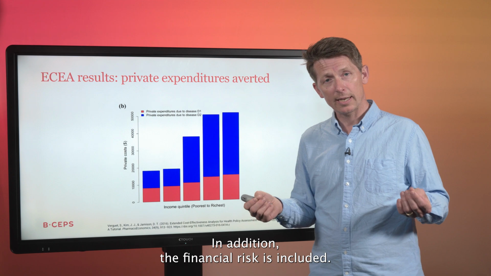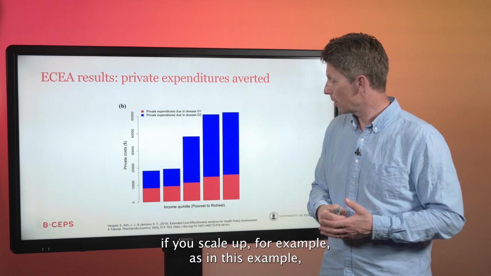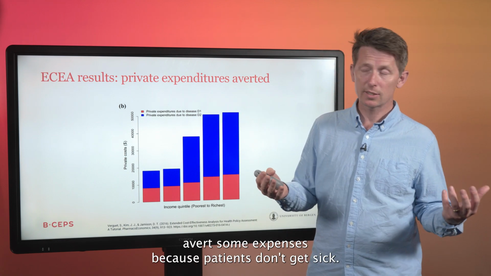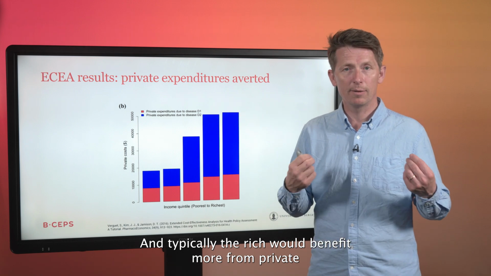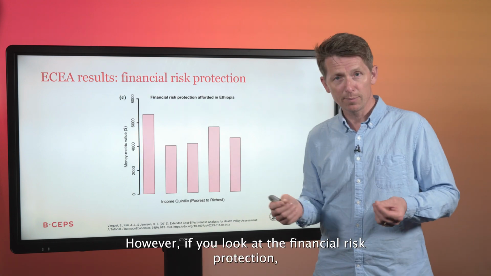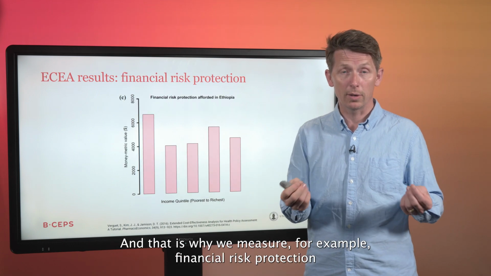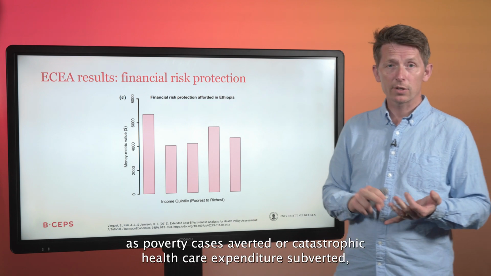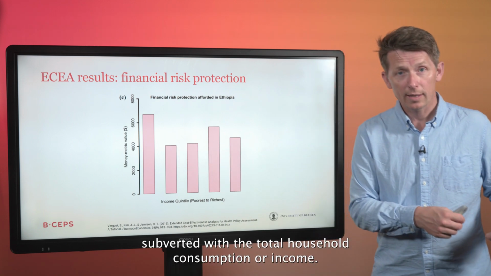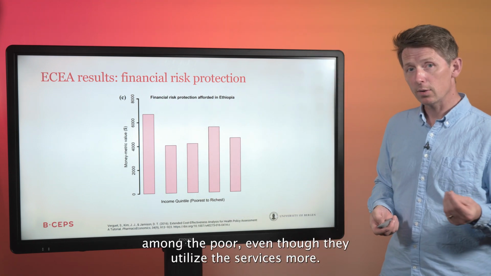In addition, the financial risk is included, but before you can look at financial risk, you need to have an estimate on, if you scale up, for example, as in this example, a rotavirus vaccine, you would avert some expenses because patients don't get sick. And typically the rich would benefit more from private expenditures averted because they utilize services more. However, if you look at the financial risk protection, you don't have the same curve as you have of private expenditures averted. And that is why we measure, for example, financial risk protection as poverty cases averted or catastrophic healthcare expenditures averted. Because then you need to divide the private expenditures averted with the total household consumption or income. And then typically the benefits would be higher among the poor, even though they utilize the services more.